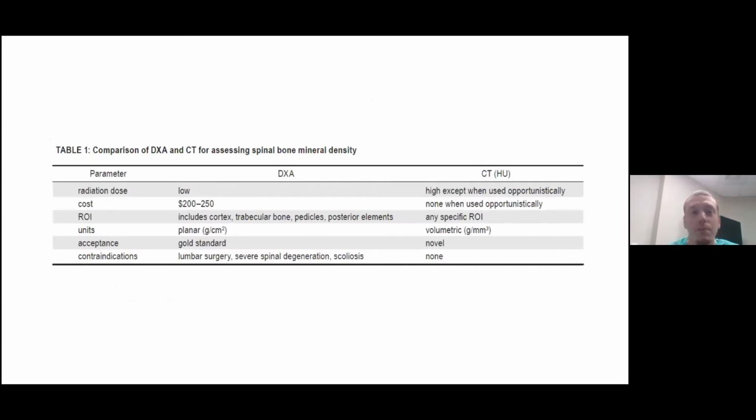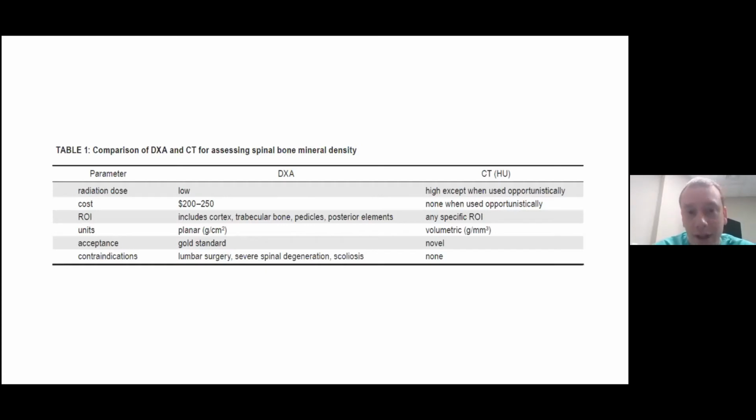Here's a table comparing DEXA scans to CT. It's important to know that CT has high radiation doses, but if we routinely obtain CT scans for preoperative planning, we can obviate this, and we can probably also obviate the need for a DEXA scan that usually adds around $200 to $250 to the cost of patient care.